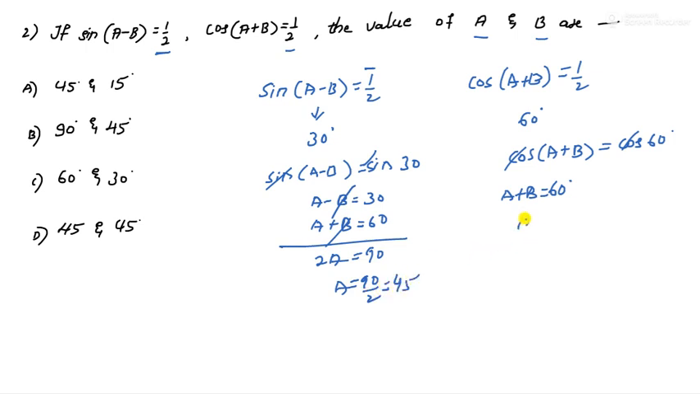And now put it here, you'll get 60 minus A. So 60 minus 45 is equal to how much? 15. So the answer is 45 degrees and 15 degrees. Option A is the correct choice. Got it? Moving to the next question.